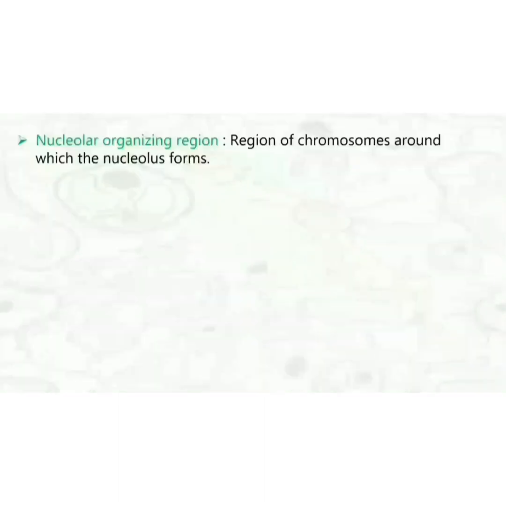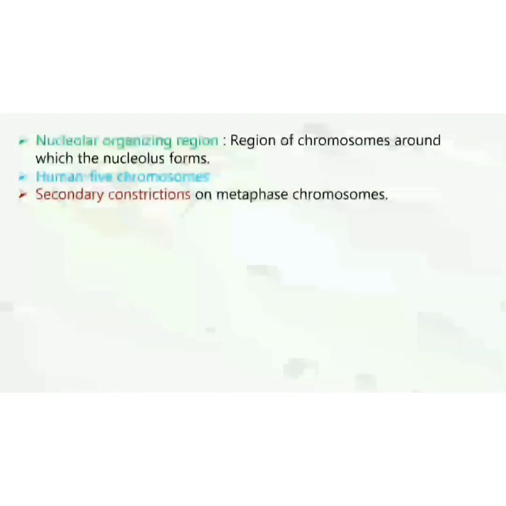Nucleolar organizing region. The nucleolar organizing region or nucleolar organizer is a region of chromosomes around which the nucleolus forms. In humans, 5 chromosomes contain nucleolar organizing regions, which can be identified as secondary constrictions on metaphase chromosomes. However, not all secondary constrictions are nucleolar organizing regions. The position of a secondary constriction in a chromosome is specific and species specific.